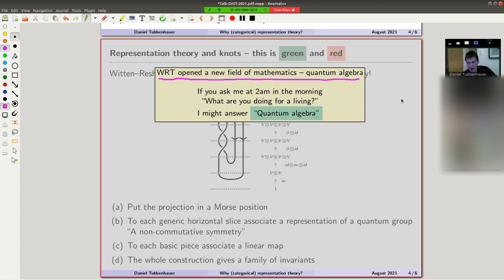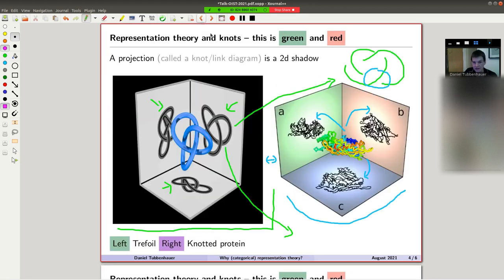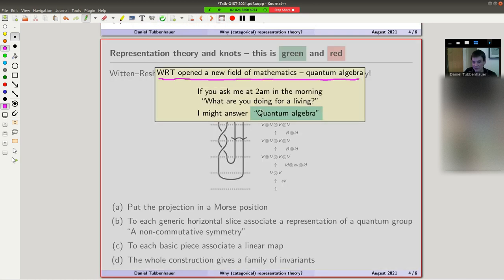I know that some people, not me, I'm a pure mathematician, but who knows what the future brings, really use that in deciding whether certain molecules are knotted or not. I explained that here very briefly on one of my slides. This problem is not just a problem of abstract mathematics, this is a problem of the sciences, if you want. So if you ask me at 2 a.m.